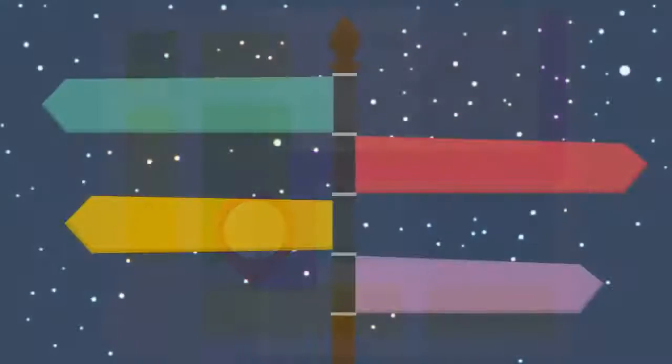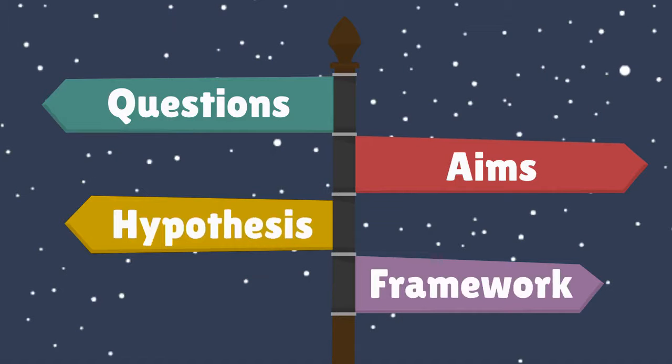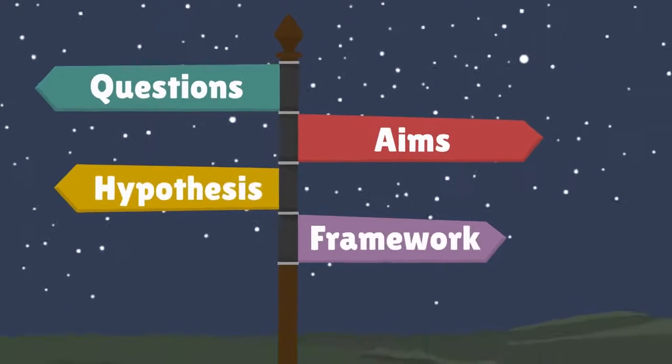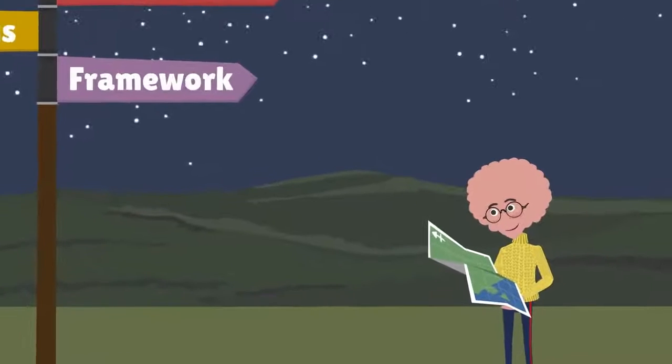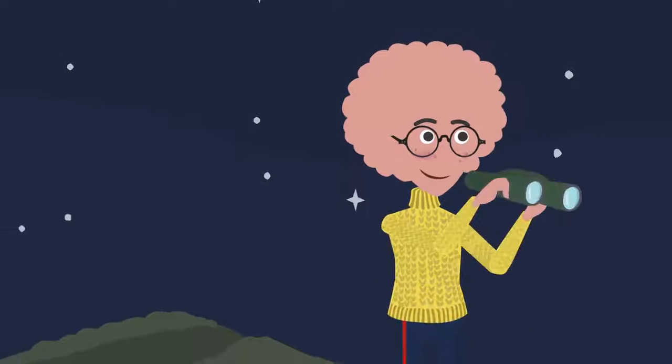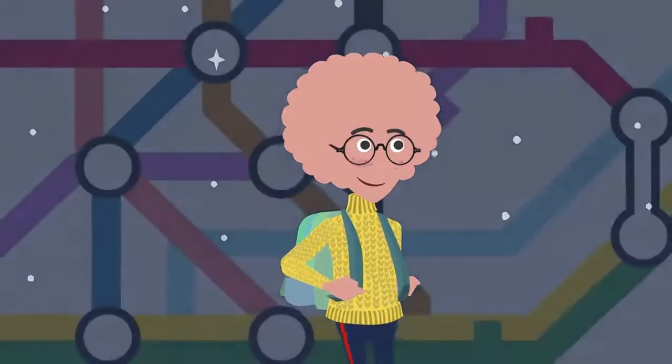You then develop the research questions, aims, hypotheses, or the theoretical and conceptual framework. This is a tentative answer or direction in which you believe the research will go. It provides a lens for how you will explain findings, as well as a structural map for your research journey.